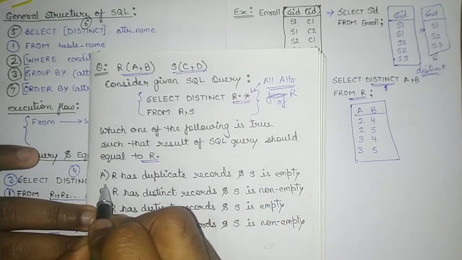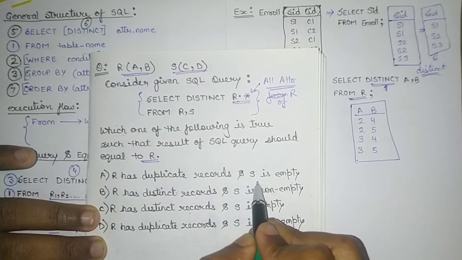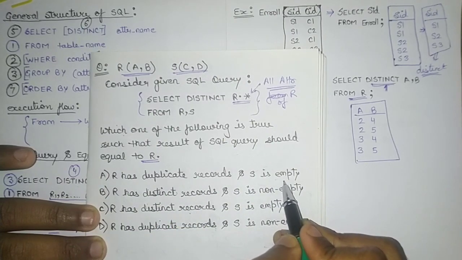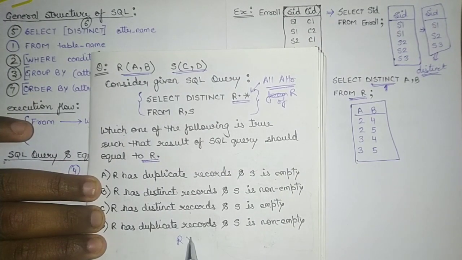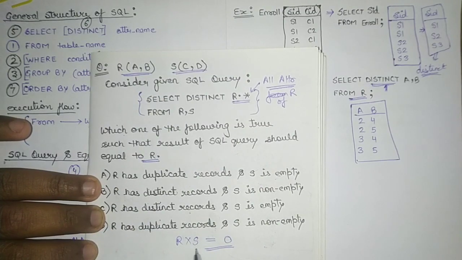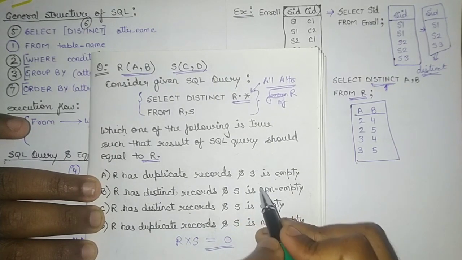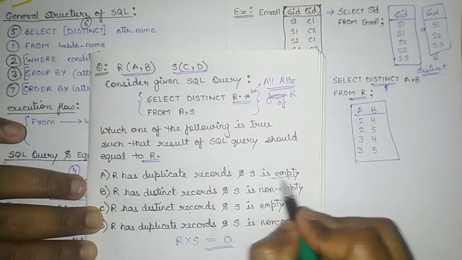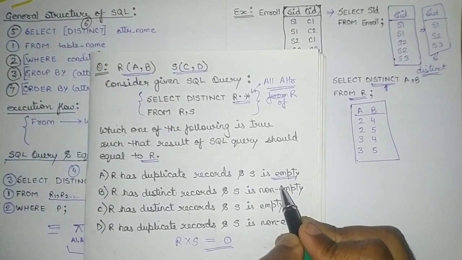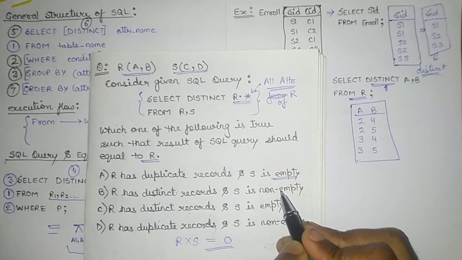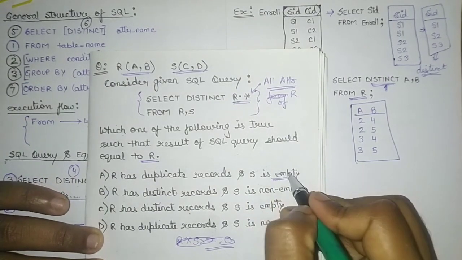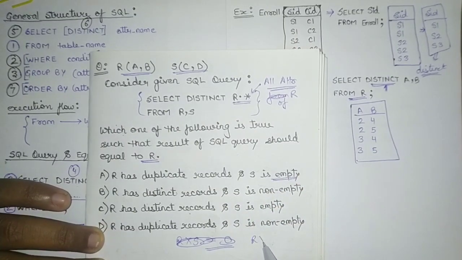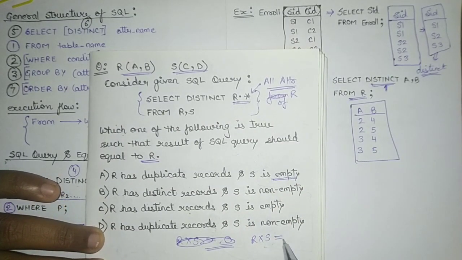See, the first option: R has duplicate records and S is empty. If S is empty, then by performing R cross S, there will be no records. So that means this is not possible because S is empty. If S is empty, we cannot perform the cross product, right? No, sorry, we can perform the cross product, and if we perform R cross S for the first option, it will give you R.